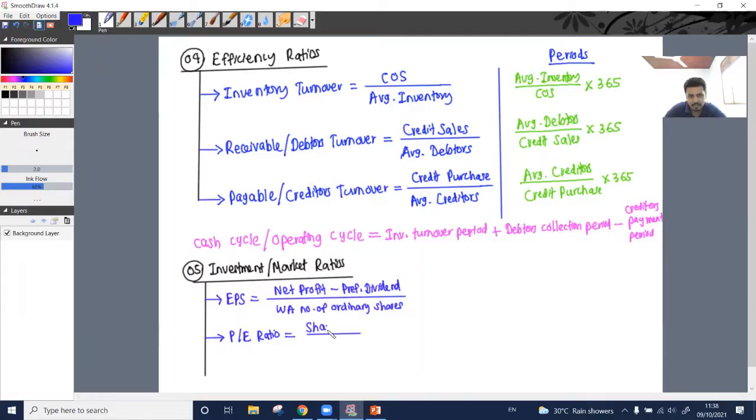Share price divided by earnings per share. Earnings per share. The share price can be checked on the Colombo Stock Exchange. Likewise, daily we can see the updates in the share price. If that is divided by the earnings per share, we get the PE ratio, the price per earnings ratio.